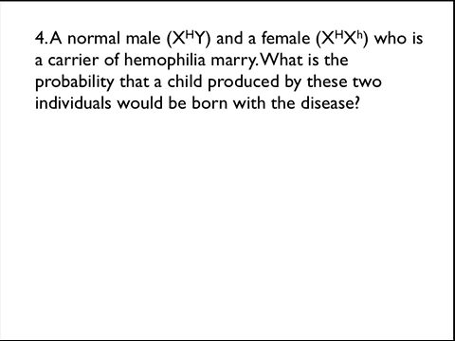A normal male and a female who is a carrier of hemophilia marry. What is the probability that a child produced by these two individuals would be born with the disease? Well, there's actually a really big hint here. This is a sex-linked trait, and we can see that because we're given X and Y and X in our problem. So knowing it's a sex-linked trait, we have to set up the Punnett square accordingly.